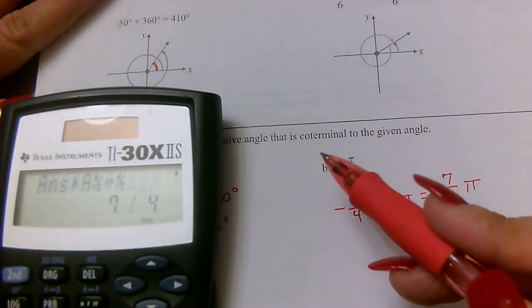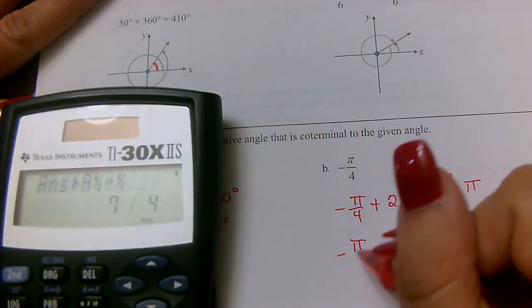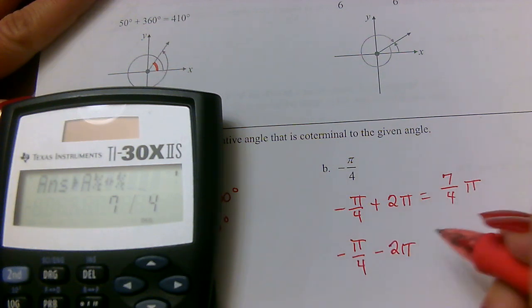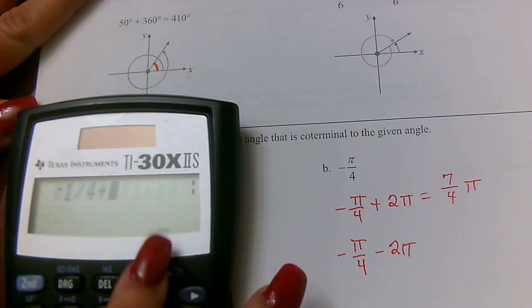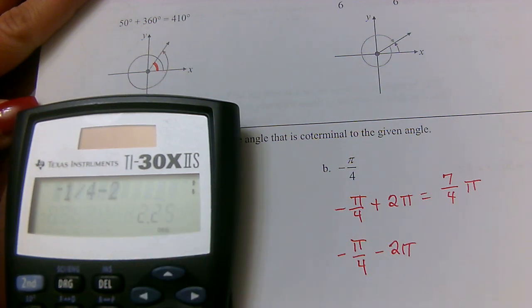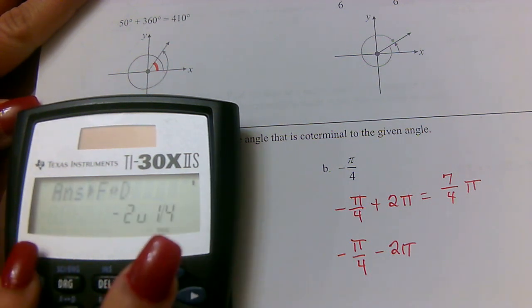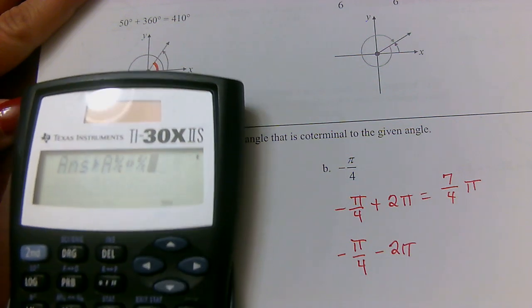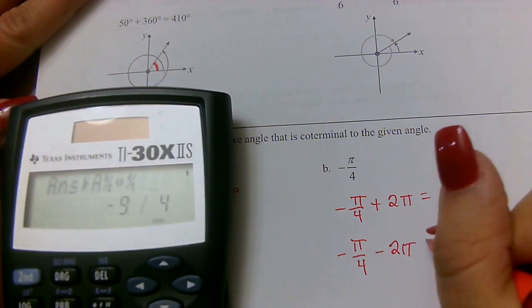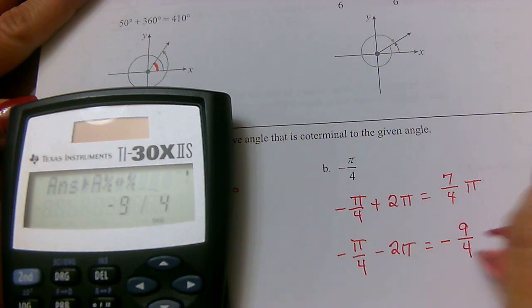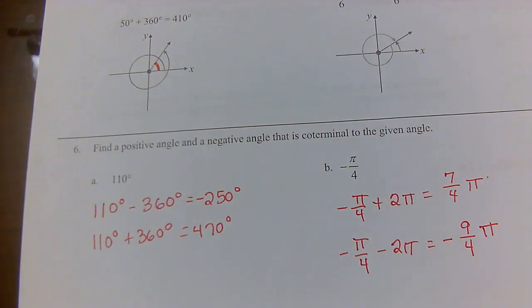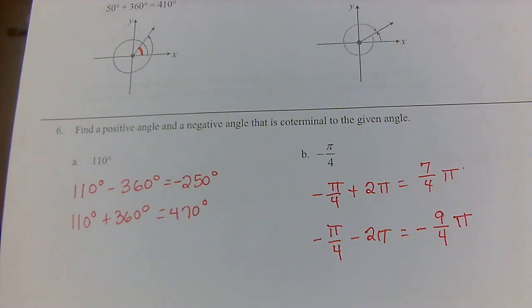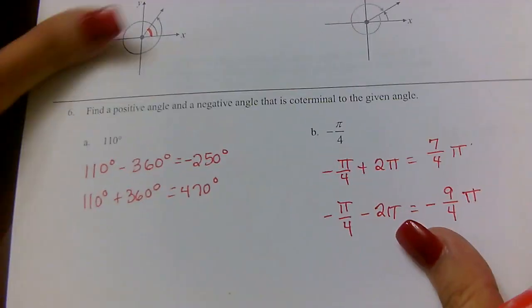To get our negative angle, we will subtract 2 pi. Okay, so all I'm going to do here is go back up, and then I'm going to use a negative. Press enter, and then convert that into an improper fraction. Second PRB, second the one under PRB, and here we get negative 9/4 pi. So now we have a positive coterminal angle and a negative coterminal angle. Okay, all right, let's go on to the next page.